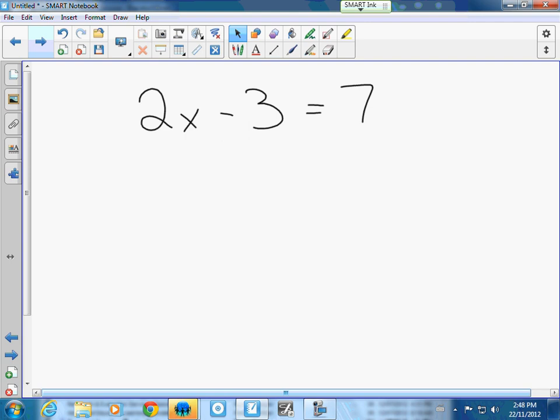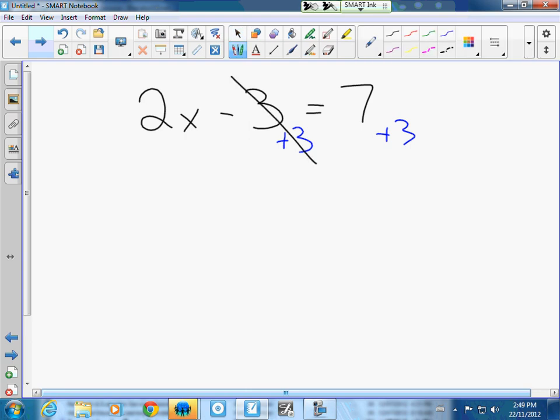What are we going to move first? Now careful. It's a negative 3. So what's the opposite of negative 3? So I'm going to add 3 to this side. What do I do to this side? Because you have to always keep it in balance. Okay, what happens to these 3's? The first ones? They're gone. You're left with 2x equals 7 plus 3? 10. Okay?